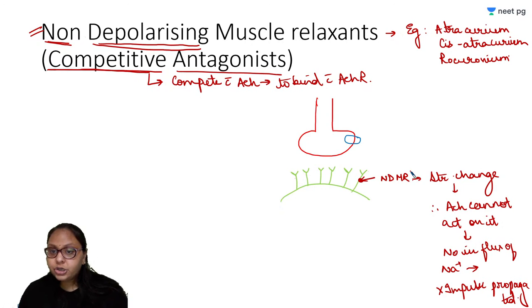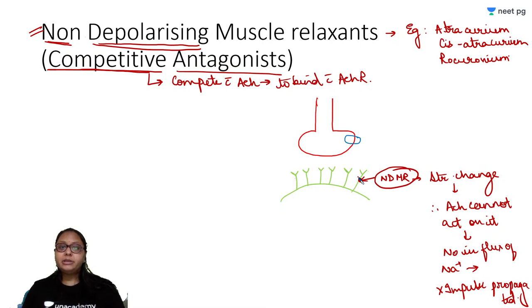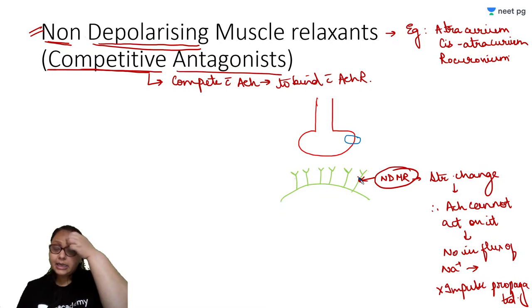Is it clear? So what are these NDMRs? These are competitive antagonists, okay? So whenever their concentration is more, what will they do? They will go and bind to the acetylcholine receptors at the other side, okay?